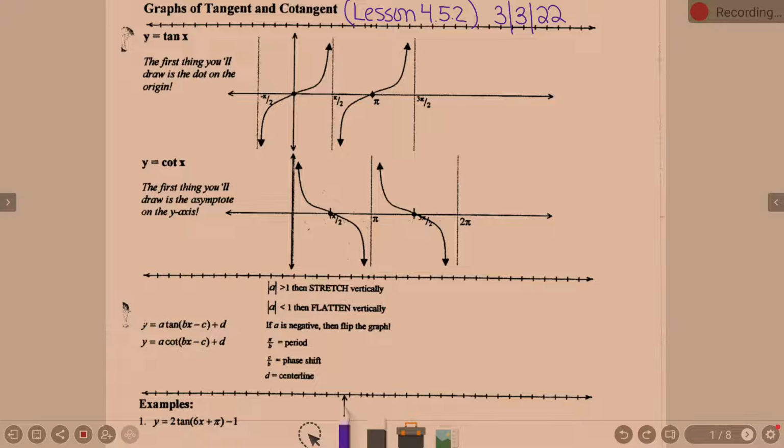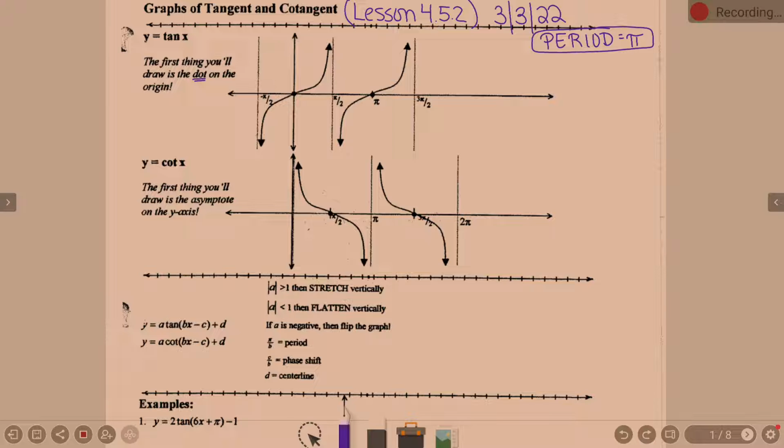A couple of things change. First of all, the period of tangent. If that is 2 cycles showing, keep in mind that means 1 cycle, and I think of it as asymptote to asymptote. 1 cycle goes from negative pi over 2 to positive pi over 2. Another cycle goes from positive pi over 2 to 3 pi over 2. 1 cycle is equivalent, instead of 2 pi, to pi. So your period in tangent and cotangent is just pi.